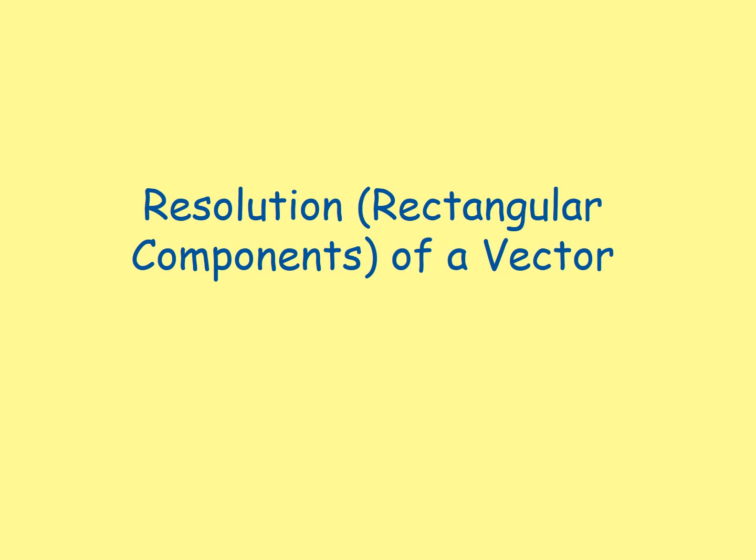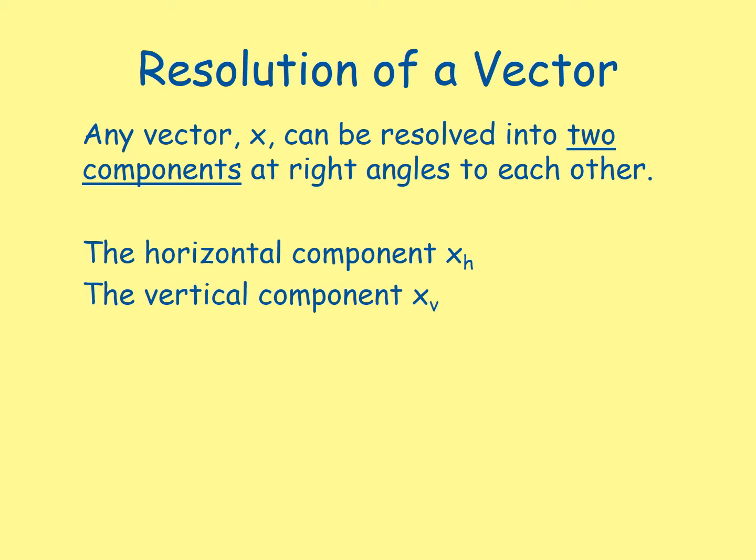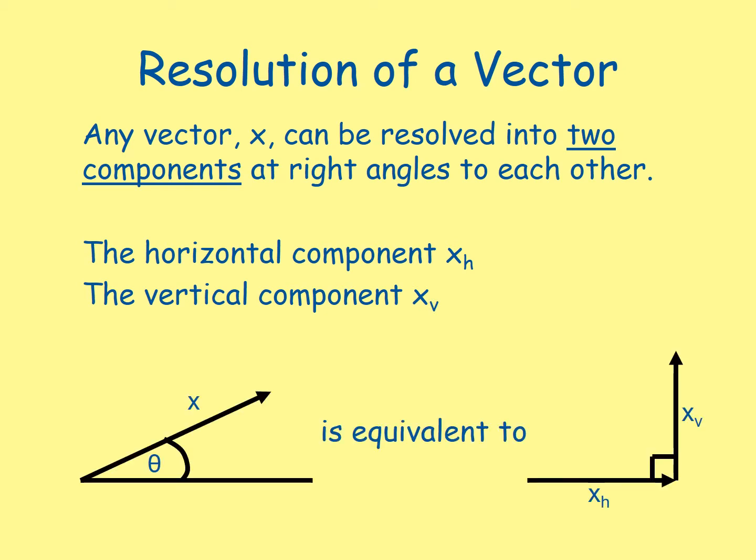Resolution of a vector. Any vector can be resolved into two components at right angles to each other. We will label our vector x. The horizontal component here would be x with a subscript h, and the vertical component would be x with a subscript v. We've got a little diagram here. We've got an angle on the left. Our vector is x at an angle of theta, and this is equivalent to our horizontal component of x and our vertical component of x at right angles to each other here.